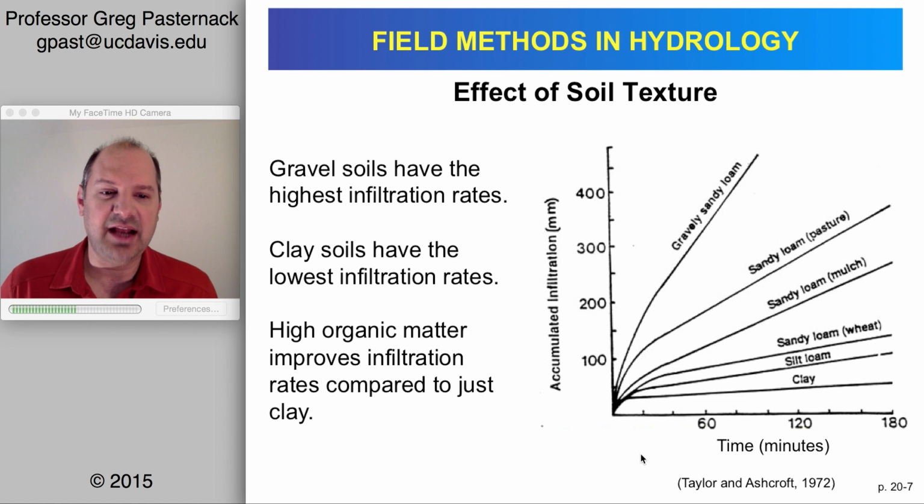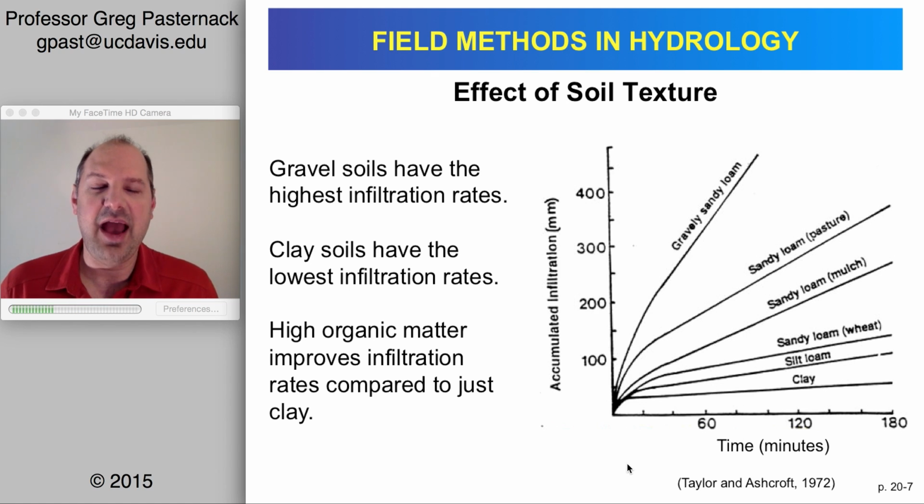And in terms of texture, as you can imagine, when you have large grains and they're all about the same size, then that's the case when you're going to get large pores that are also pretty well connected. So gravel soils have the highest infiltration rates, then sands, then silts, and finally clay.